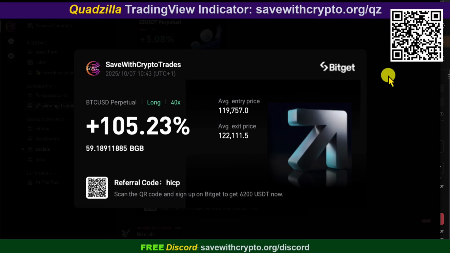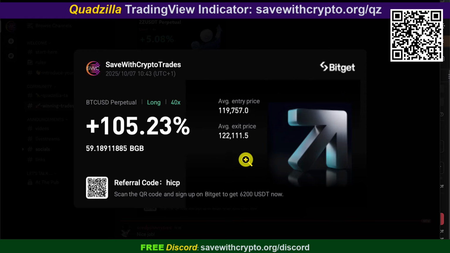Now with my own trades, I did close this one here. This was a BitGet trade where I was actually using BGB as the collateral, which you can do there, which is quite cool. And it's quite good as well because the price of BGB has gone up quite a bit over the last few days. So even though I only made 59 BGB, it's actually worth more than what 59 BGB would have been when I opened the trade.